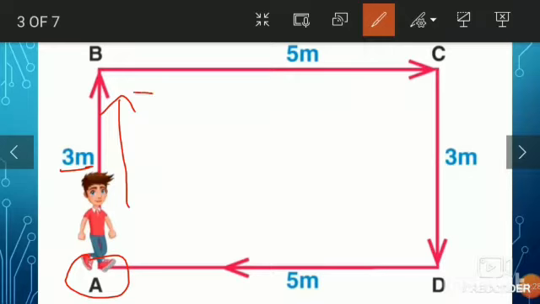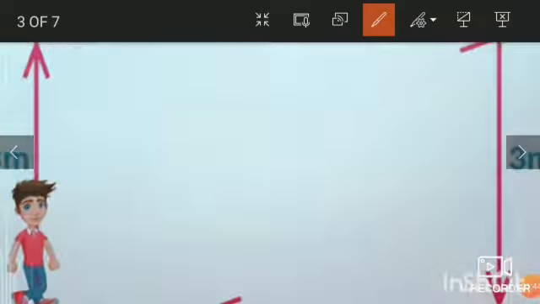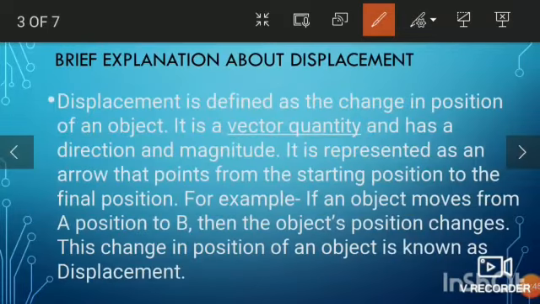Now let's check points B and C. It takes 5 meters between them. So if the boy wants to travel from point B to point C, the distance taken is 5 meters. Okay, I hope now you all are clear with what I'm saying. And next one, displacement. We will learn about this in brief.